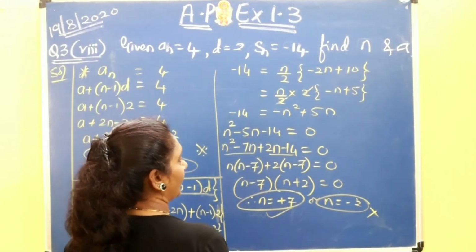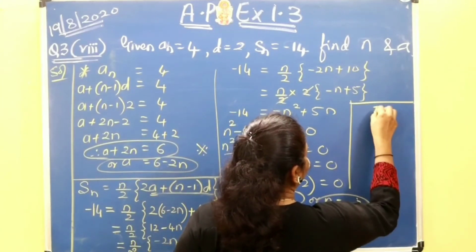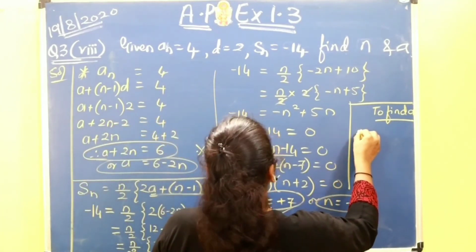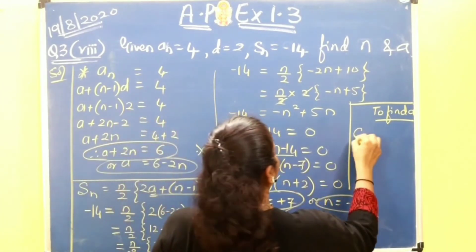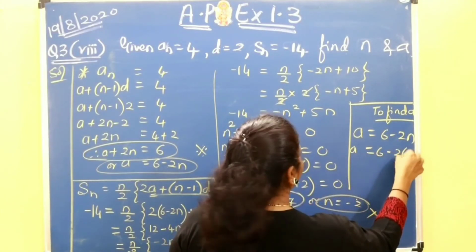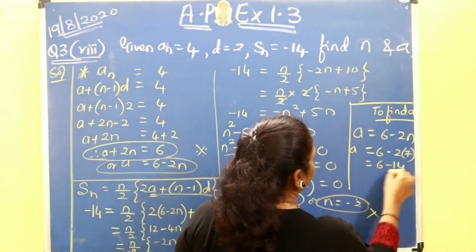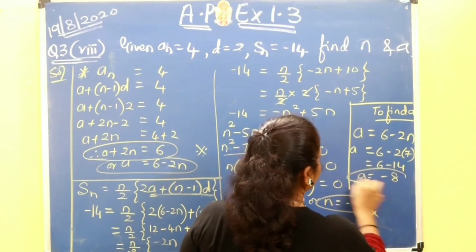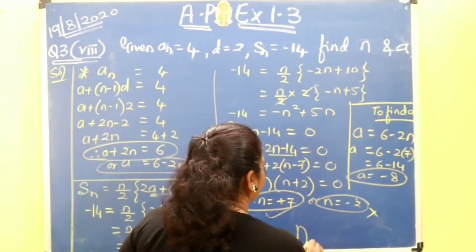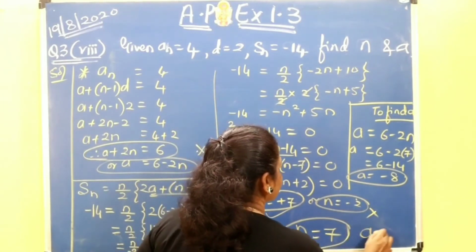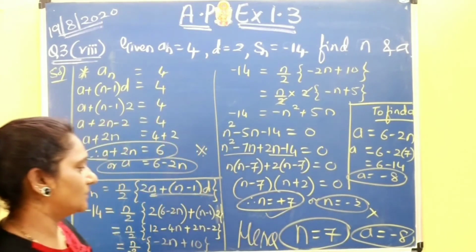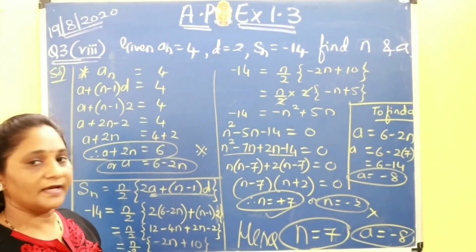Now you have to find out a again. So you have got n is equal to 7. To find a, take any one of the equations. You have a is equal to 6 minus 2n. A is equal to 6 minus 2 into 7. 6 minus 14, so you will have minus 8. Therefore a is equal to minus 8. You got n is equal to 7, a is equal to minus 8. Hence n is equal to 7, a is equal to minus 8.